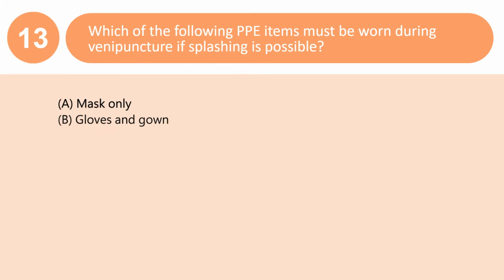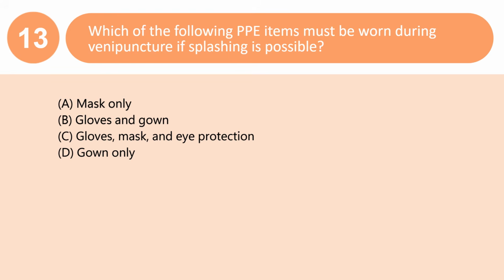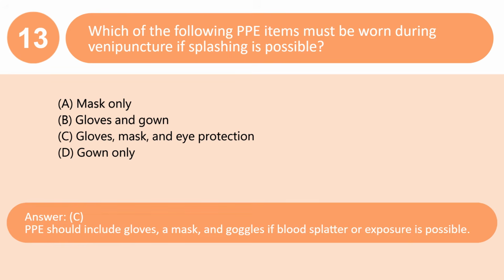Which of the following PPE items must be worn during venipuncture if splashing is possible? A. Mask only. B. Gloves and gown. C. Gloves, mask, and eye protection. D. Gown only. Answer: C. PPE should include gloves, a mask, and goggles if blood splatter or exposure is possible.